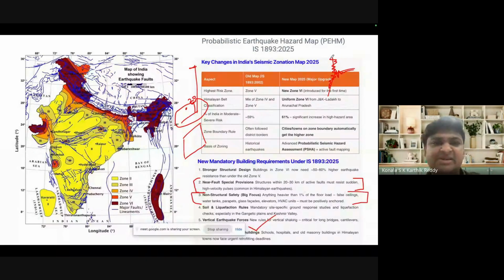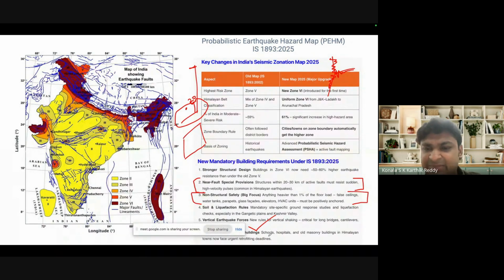But we have some special structures like pre-engineered buildings. We have pre-stressed concrete and all, where they behave in a peculiar manner, which means they respond even to vertical components of ground motions also. So even this vertical component of ground motion is something which cannot be ignored. So good that they have included the vertical component of ground motions. Until now, we don't have that at all.